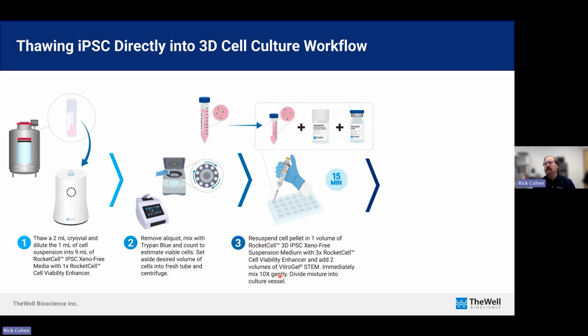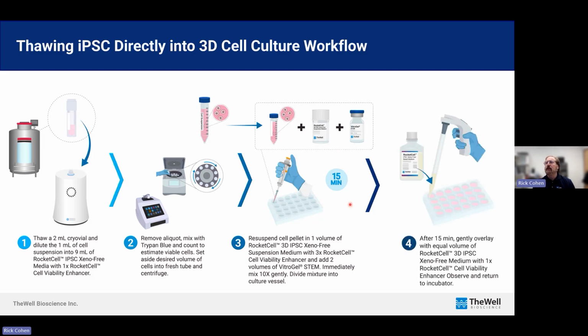If you have enough cells, you divide the mixture into different wells of the culture vessel, cover it, and set it aside for the golden 15 minutes. For most all of our hydrogels, that's the time it needs to polymerize. Now, everything here is happening at room temperature. You don't have to be worried about keeping anything cold or heating anything up. Everything goes room temperature. After the 15 minutes, you gently overlay equal volume.